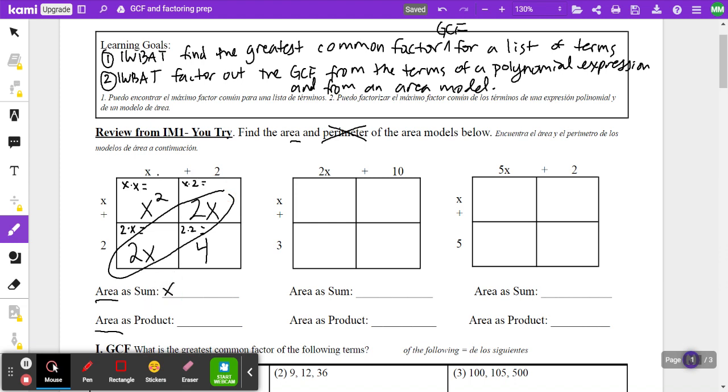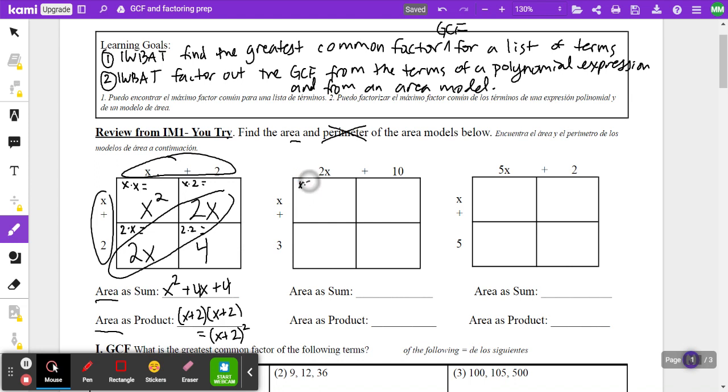As a sum, we add all of these pieces up. So we have x squared, I circled these because they're like terms, plus 4x plus 4. And as a product, we just take the outsides: x plus 2 times x plus 2. You can write that as x plus 2 squared, since anything multiplied by itself can be expressed with an exponent of 2.